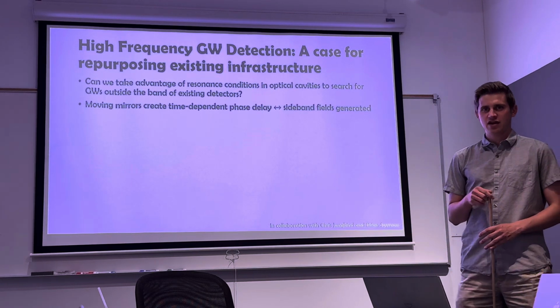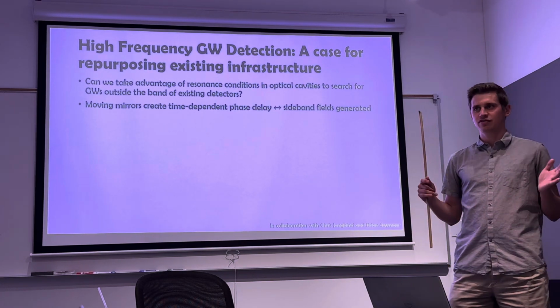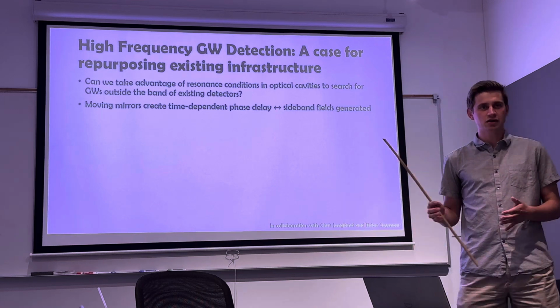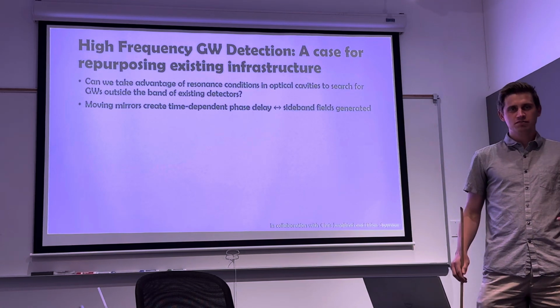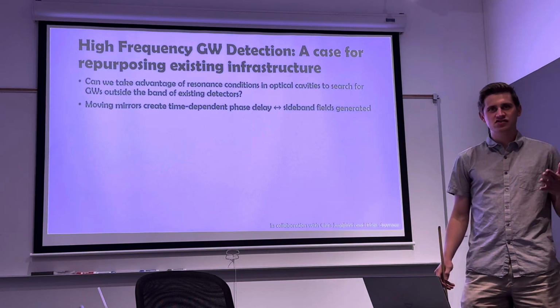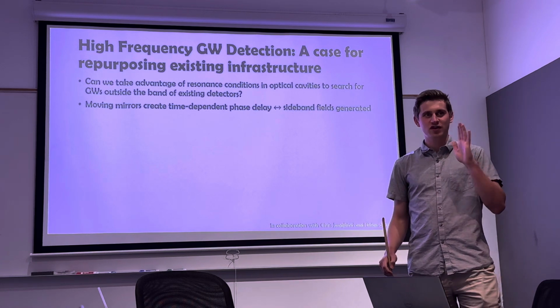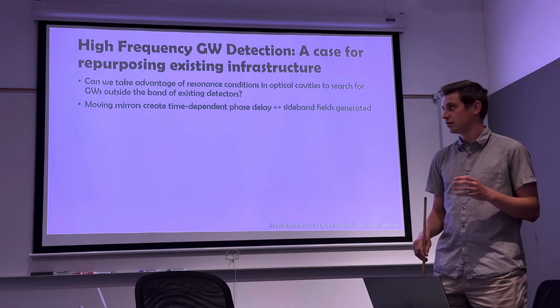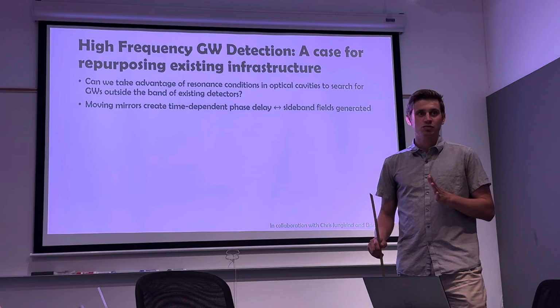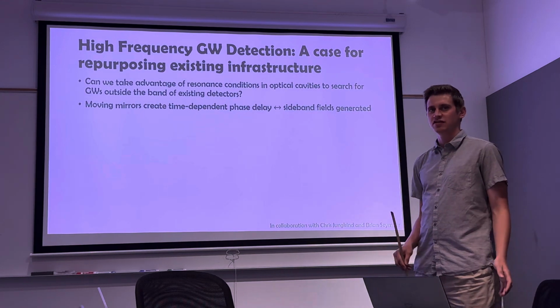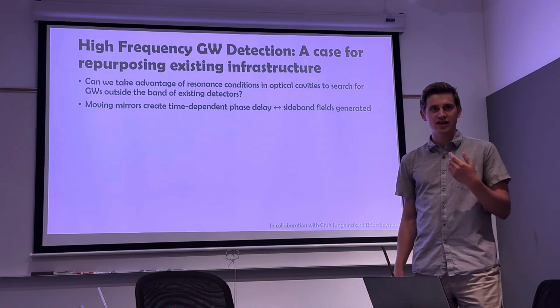So if we think about a gravitational wave passing through a cavity, such as the one in LIGO, we generally frame this as the mirror moving with some frequency that is equal to the gravitational wave frequency. Now, as the mirror moves, it creates some time-dependent phase delay in the light that is reflected off of that mirror.